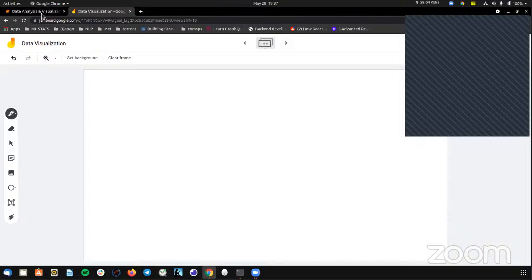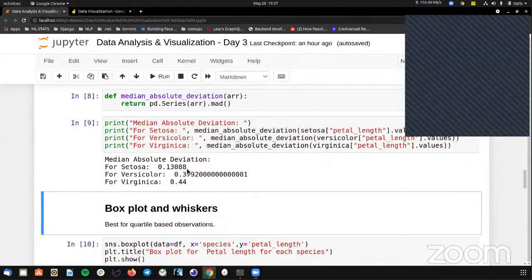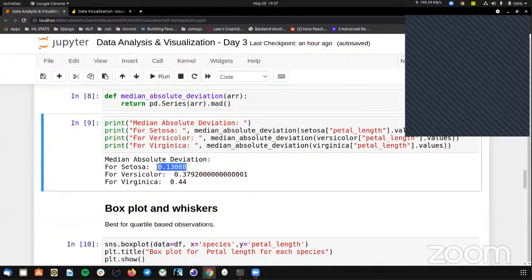Okay. So that's how the median absolute deviation is going to work. You can tell that every value for the Setosa flower's petal length deviates by only 0.13 centimeter. So all of the Setosa flowers will have petal length around the same, because the deviation is not that much, 0.13. But versicolor and virginica have almost the same. So that is why we were having the problem, right? If you remember.